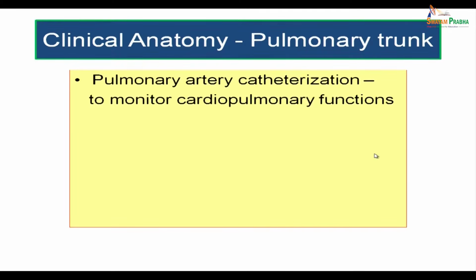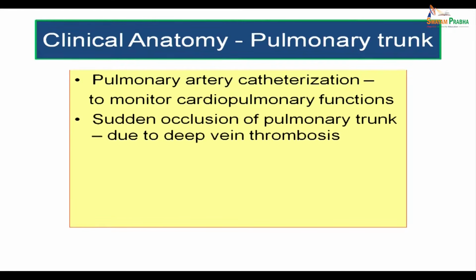Pulmonary artery catheterization can be done to monitor cardiopulmonary functions. So, it can be catheterized. Sudden occlusion of the pulmonary trunk can occur in case of deep vein thrombosis, especially when a person is bedridden post surgery or post complications. If they are bedridden for a longer duration, it can result in deep vein thrombosis. Dislodgement of the thrombus can result in thromboembolism of the pulmonary artery. It results in hemoptysis, coughing out of blood.